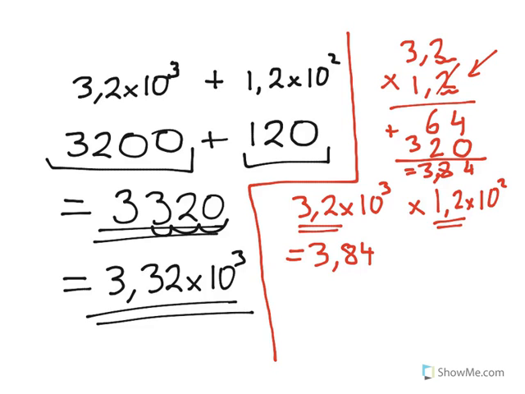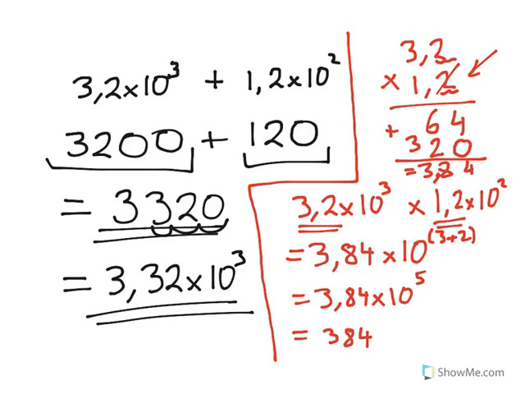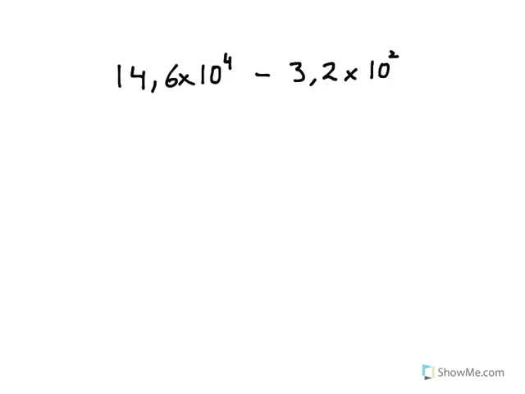10 to the 3 times 10 to the 2 is going to give us 10 to the 3 plus 2. So our answer here is going to be 3.84 times 10 to the power 5, which is the same as 384,000. So there's an enormous difference between adding 120 to 3,200 and multiplying 120 by 3,200, of course.